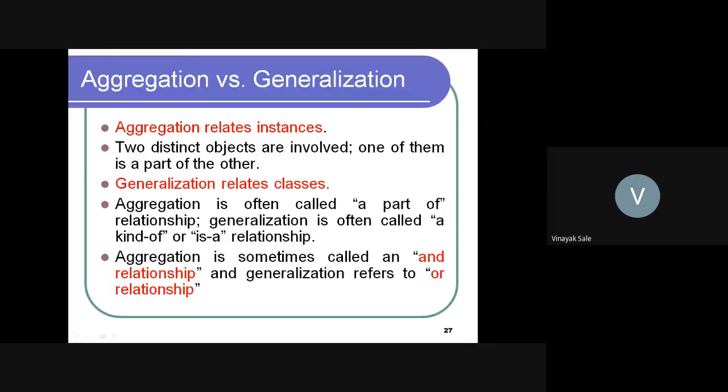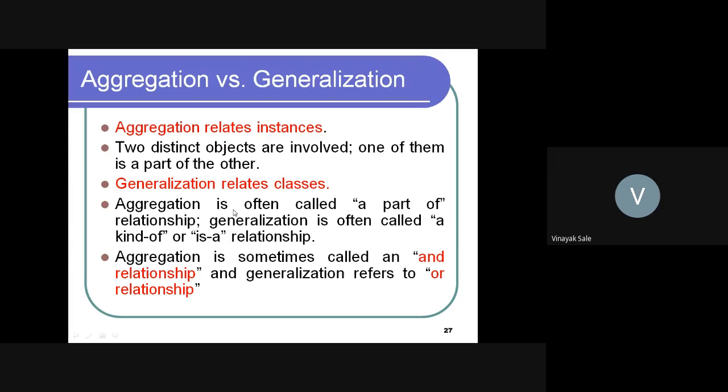Okay. Next is aggregation versus generalization. Aggregation relates instances, whereas generalization relates classes. Aggregation is related with objects. Generalization relates with classes. Two different objects are involved, and one of them is a part of the other. This is in the case of aggregation.